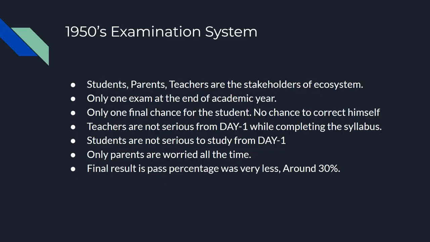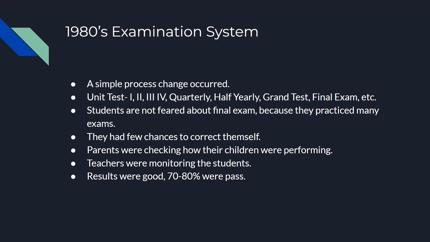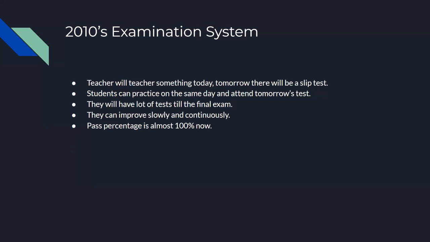Maybe in the 1950s, this was the best process, but in the 1970s, this process became very bad and they introduced a simple process change. Maybe in the 1990s, this process was best. Later, it became a bad process in 2000 or 2010, so they introduced a new process. This is how process change can give you the best results. I hope you know already what I'm talking about.